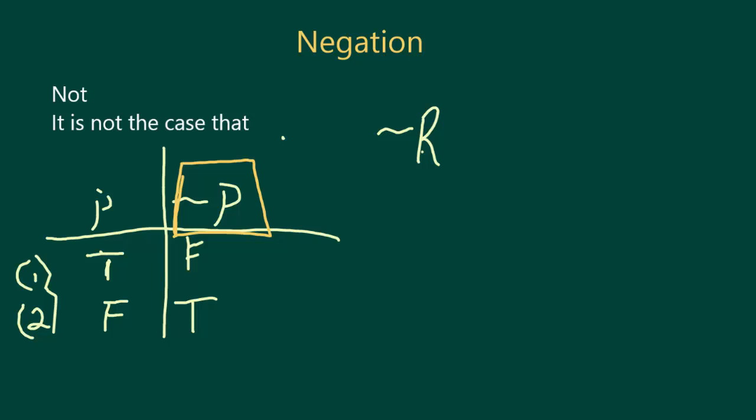So then, re-examining this, what we see is that our symbol tilde tells us that any time what it's connected to is true, then what it is saying is false. And anytime what it's connected to is false, then what you're asserting is true. So it tells us to flip those values. And that's its logical meaning.